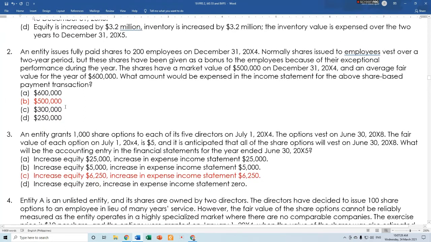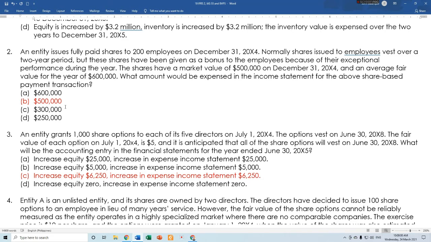Number 2. An entity issues fully paid shares to 200 employees on December 31, 20x4. Normally, shares issued to employees vest over a 2-year period, but these shares have been given as a bonus to the employees because of their exceptional performance during the year. The shares have a market value of 500,000 on December 31, 20x4 and an average fair value for the year of 600,000. What amount would be expensed in the income statement for the above share-based payment transactions?